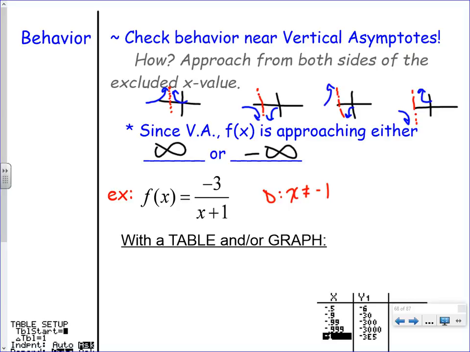The other way you could check it, you could plug in and say, hey, what happens when you plug in -3 over -1 plus 1? Oh, that's a vertical asymptote. That's a trick, and it works every time. So not only does the domain say -1 doesn't work, but we can say there's a vertical asymptote at -1. There's a vertical asymptote at -1.